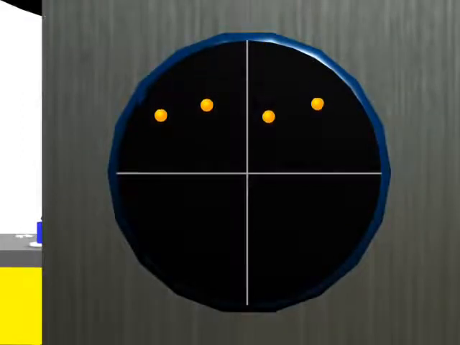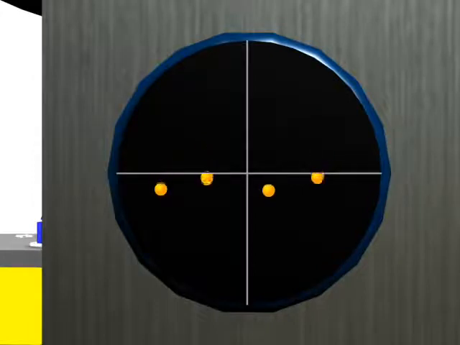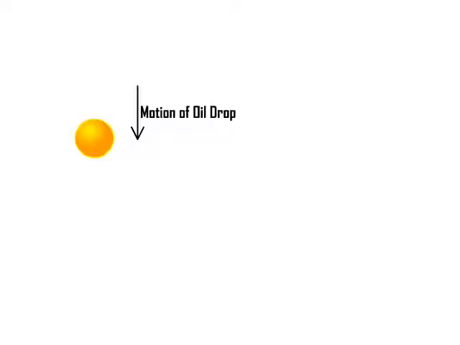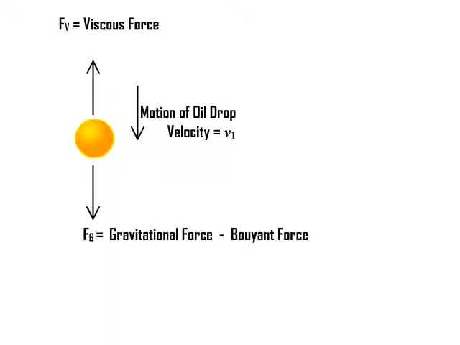First it accelerates because of the gravitational force Fg, and then due to viscous force Fv, a steady velocity is reached. The viscous force is due to the air inside, which acts in a direction opposite to the motion of the oil drop. Let this velocity be v1. v1 can be known by recording the time required for an oil drop to fall a certain distance with a constant velocity.